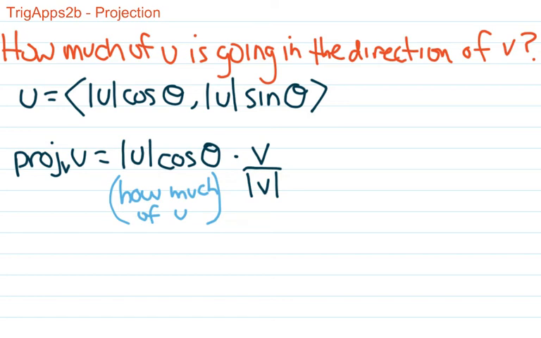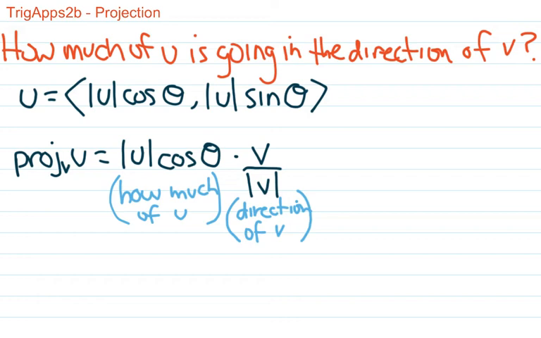And then this next piece is just giving us the direction, the direction of v. Remember that that's actually the unit vector, v over magnitude of v. So it's just giving us a direction. And then the first piece is how much of u. We just want that portion.